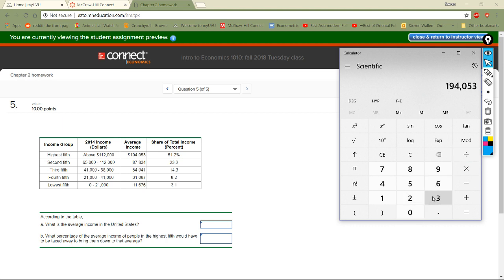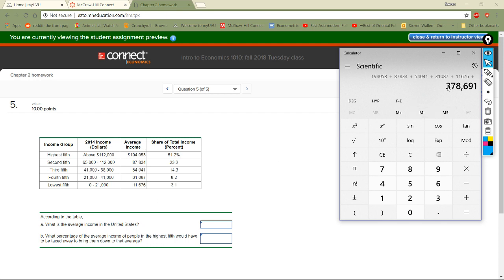194,053, and we're going to plus 87,834 plus 54,041. See, I love this because it keeps the running total, so then I can see if I put things in right and I can double check my math. 31, plus, or nope, I gotta do 031, then plus it, and then 11,167. So now, as you can see, I got all 5 of those numbers here.